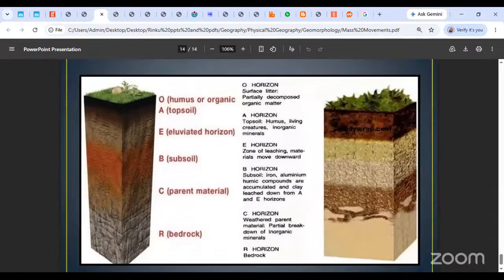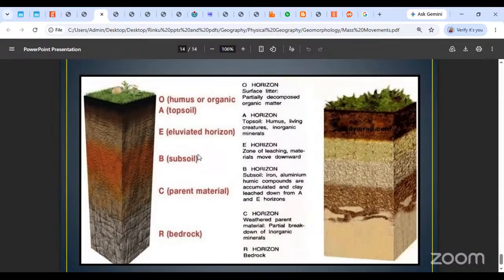And the last thing is a soil profile. ये जो multiple layers of soil आपको नजर आ रहे हैं, all these multiple layers of soil, that is called a soil profile. The layers of soil are individually called horizons. The uppermost layer is the O horizon. Usually it contains all the organic material, and it will also contain the humus.